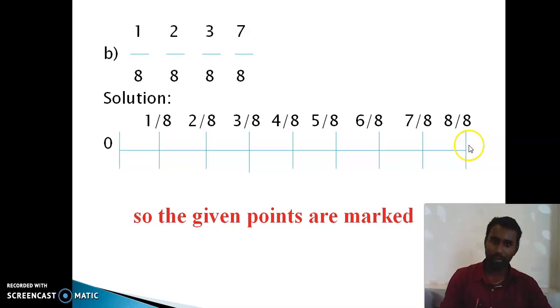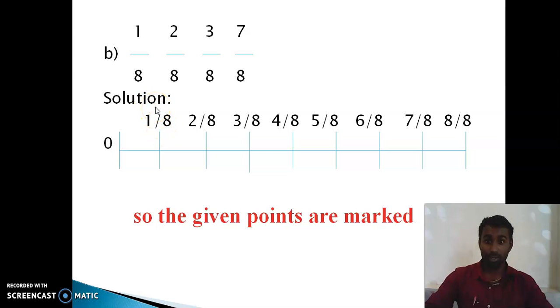Sir, how can we find that? Means 7 by 8. For the next number, just approximately 8 divided by 8. So 8 divided by 8 means it will be 1. That means within that 1 only, these fractions occur. Okay. So here 0. What is the next number?